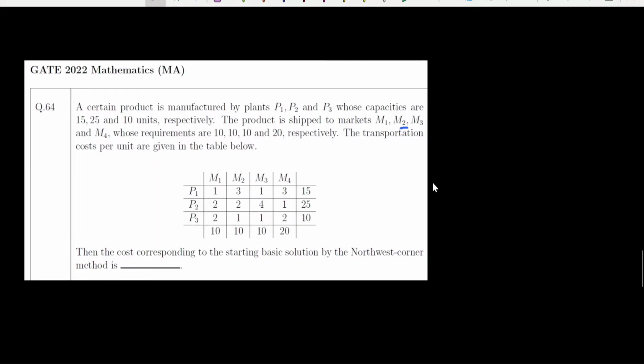So today in this video we are solving a question of GATE 2022 Mathematics, and this is question number 64 from LPP, the assignment problem.